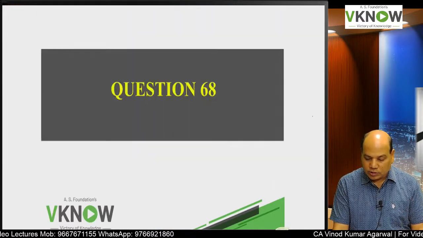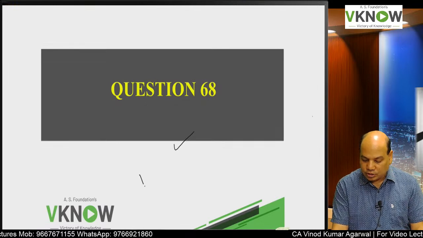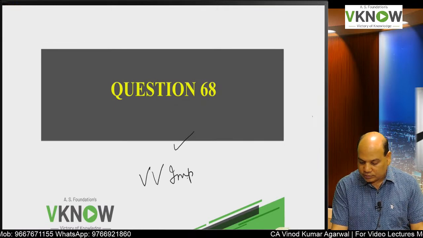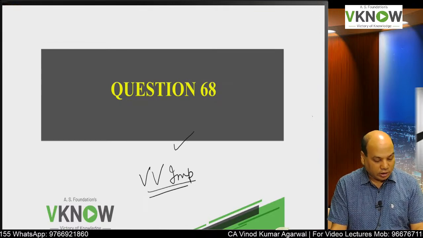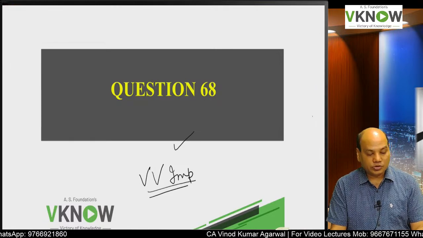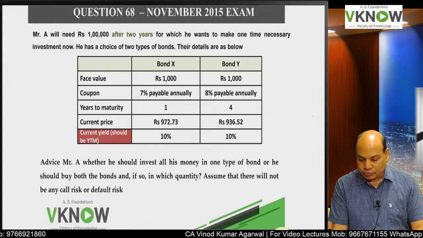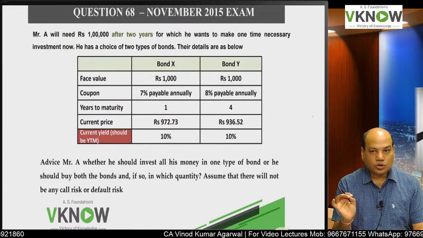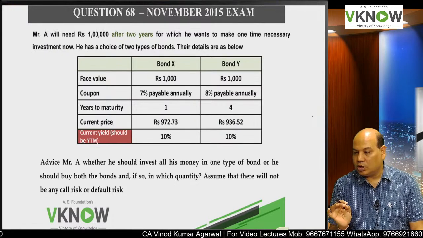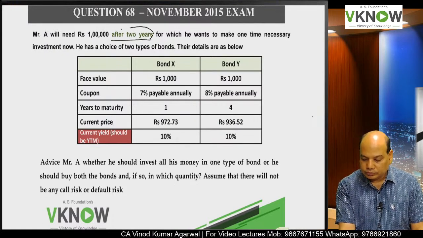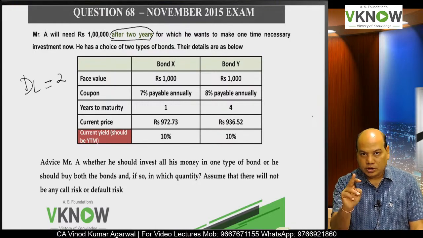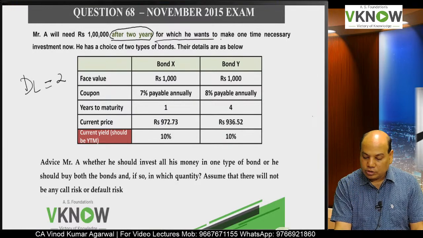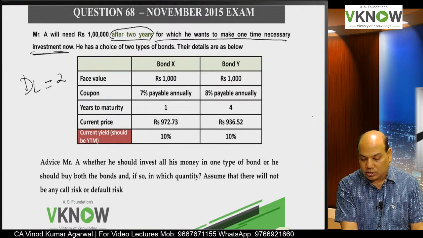Now the student will come to an important exam question. Write down, very important. This question has come in the November 15 exam, November 21 RTP, and MTP March 2022. We will solve it in the notebook. All of you will solve it in the notebook. Mr. A will need rupees 1 lakh after 2 years. So the duration of liability is 2 years. Only one liability means whatever is the maturity date of the liability is your duration of liability, for which he wants to make one time investment now.